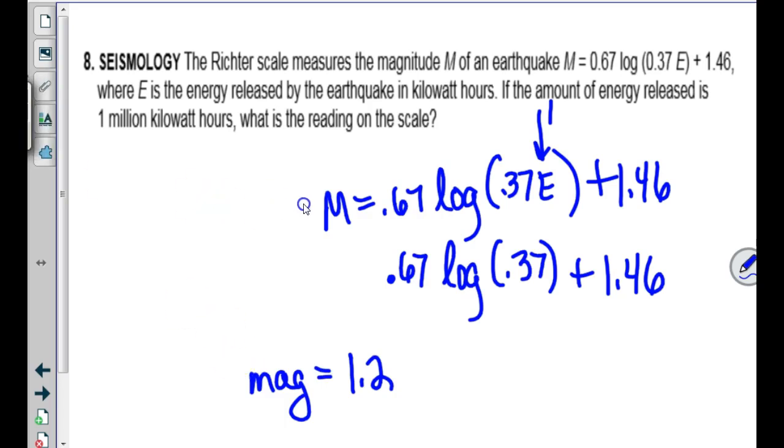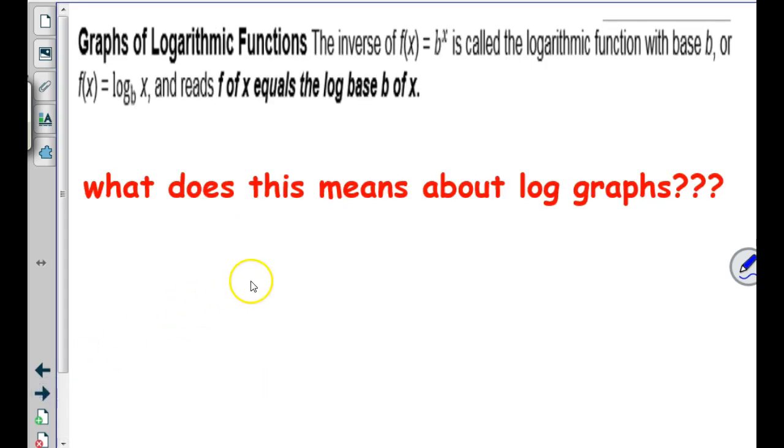Someone else get 1.2? Did anyone else type it? We're really going to trust Keva? I just want someone to back you up that they got the same answer. All right. I'm going to start talking about log graphs just a little bit.